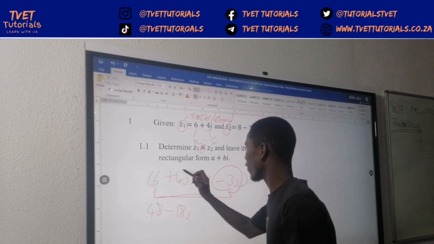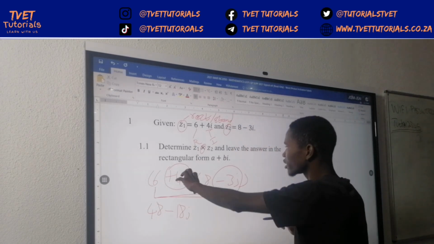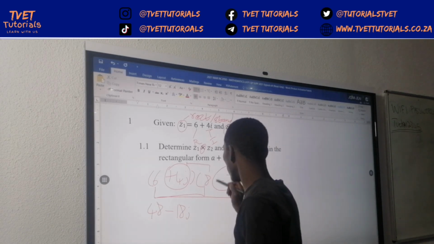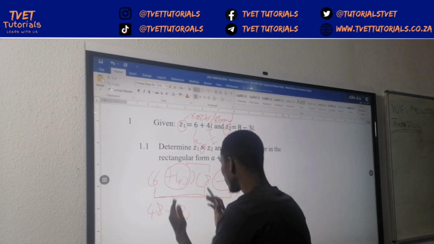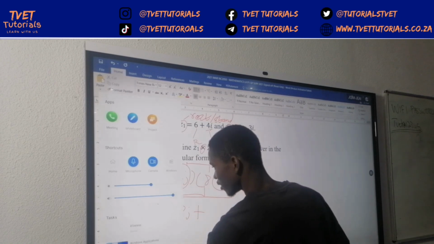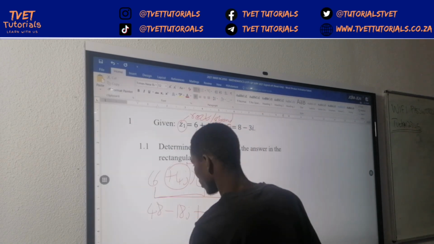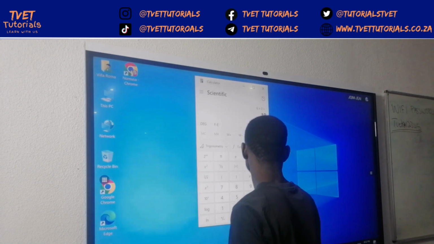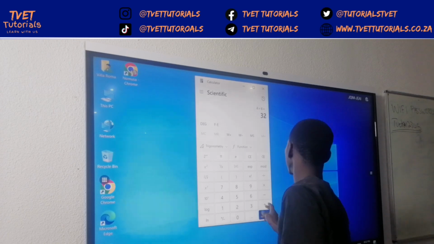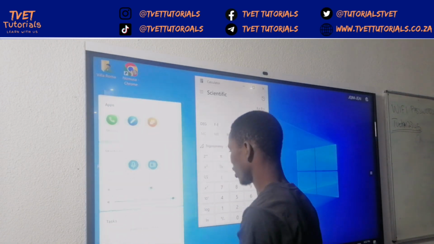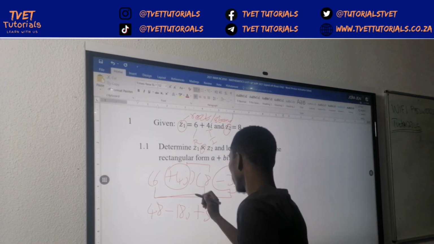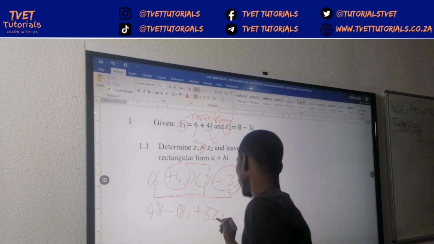Then I'm left with this part, positive 4i. It's going to do the same on this side. This positive 4i is going to multiply with 8, right? Positive multiplied by positive will give us positive. We say 4 multiplied by 8, it will give us 32. We do have this i, we write it the way it is.